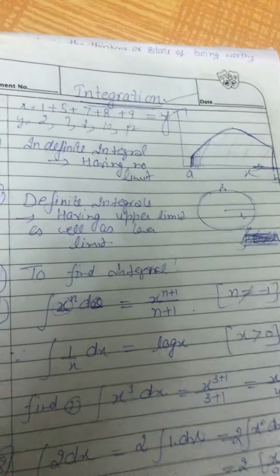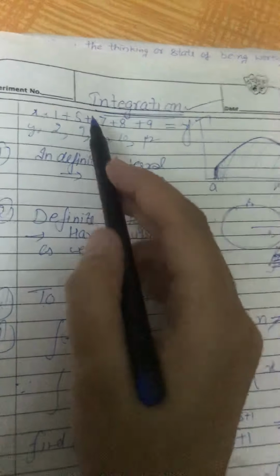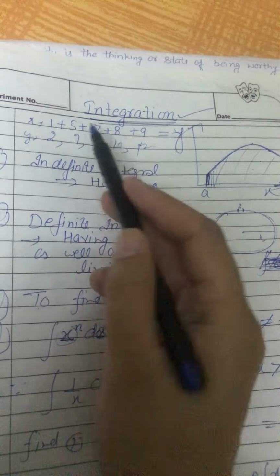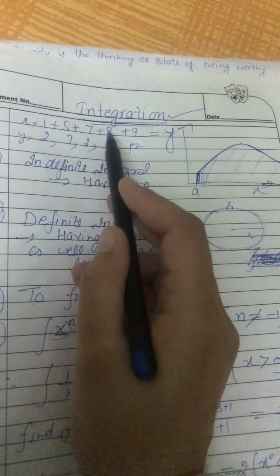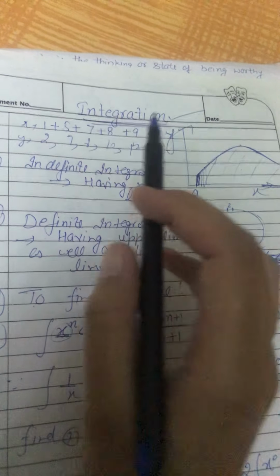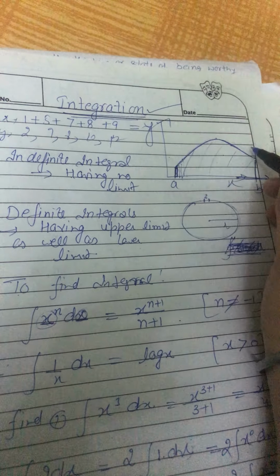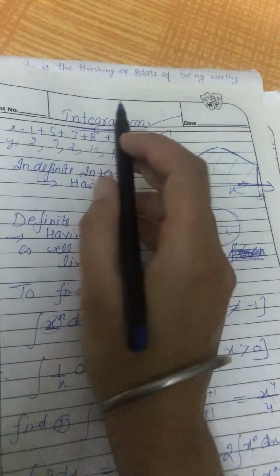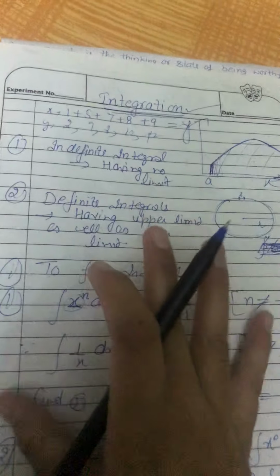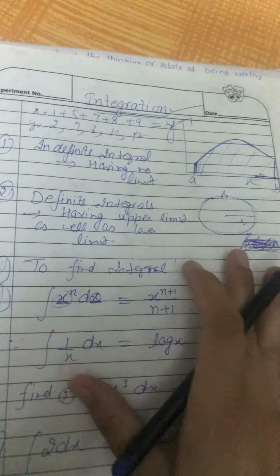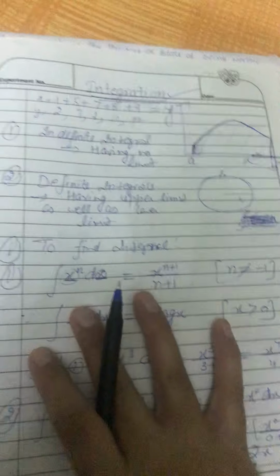When continuous things are added, because discrete values are easier to add. If we know 1 plus 5 plus 7 plus 8, we can easily add it. But for continuous values, which are quantities changing continuously, we perform integration. Okay, just like differentiation, integration is another calculus method for mathematical operations.